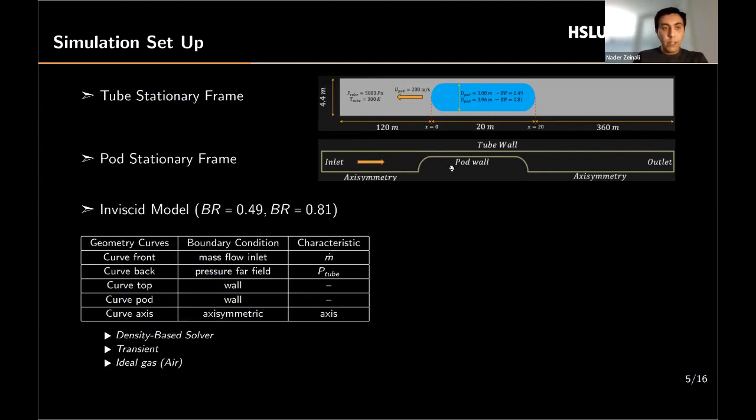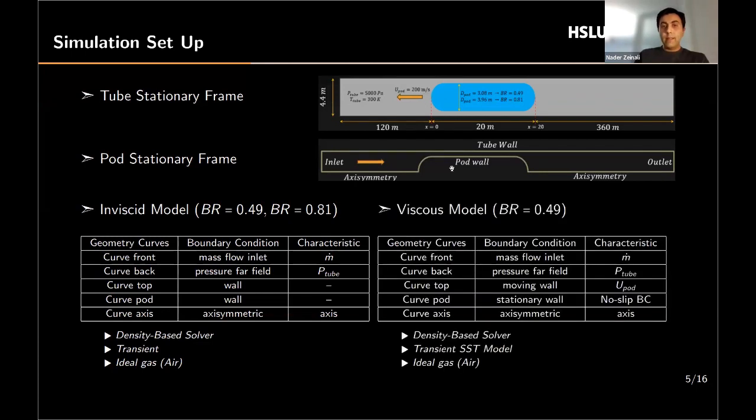So the first model that I use is an inviscid model without viscosity, where I evaluate the effect of blockage ratio and use a density-based solver. And the second model is a viscous model, where we add the viscous effect into our consideration, and the simulation is done for only one of the blockage ratios. We also change the characteristics of the boundary condition for the walls of the tube and pod, and we use the transient SST turbulence model for solving Reynolds equations.